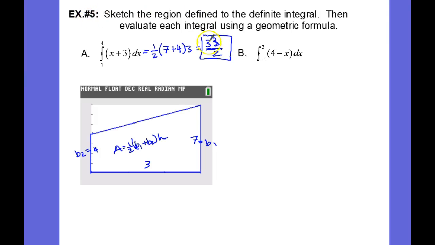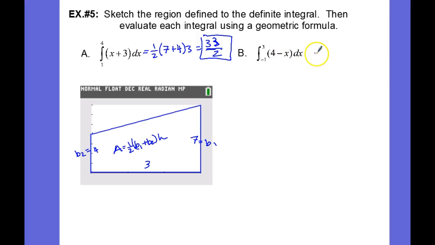In example 5, part B, we could work this problem the exact same way that we did part A. We could sketch the line negative x plus 4, look at the area bounded between the x-axis and the line between the limits of negative 1 and 3, but now might be a good time to explore using the properties of definite integrals to help us simplify.